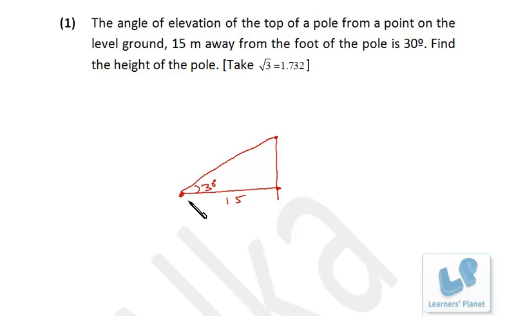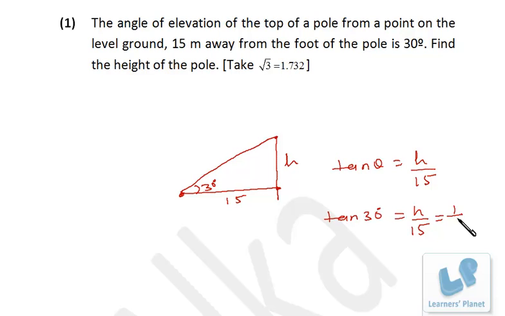Now we have to find out the height of the pole. Now this is actually the pole, so this is the height of the pole. I suppose it to be h. So we have to find out the value of h, right? Now this is the perpendicular, this is the base. The relationship between perpendicular and base is given by tan theta, and here theta is 30 degree. So tan 30 degree is equal to h by 15.